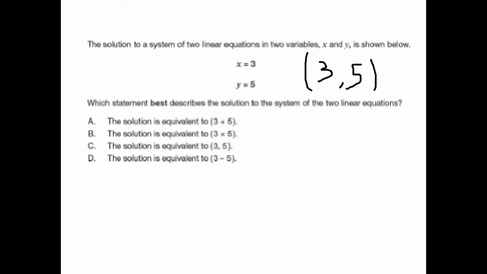So now let's go down to our answer choices. Part A, the solution is equivalent to 3 plus 5. That can't be correct. B, the solution is equivalent to 3 times 5. Nope. C, the solution is the coordinate pair (3, 5). Yep, that's going to be my answer because I know that solutions are written as coordinate pairs, which means that 3 and 5 are the only numbers I could plug in to make the two equations in the system work. Let's move on to a harder one.